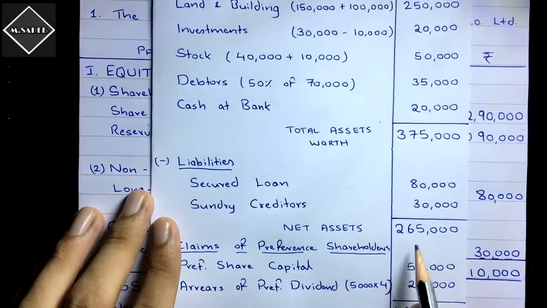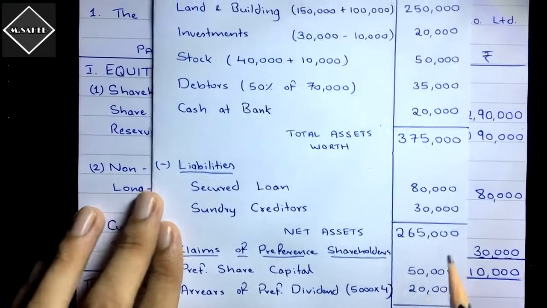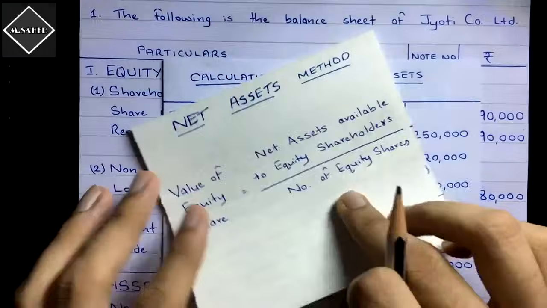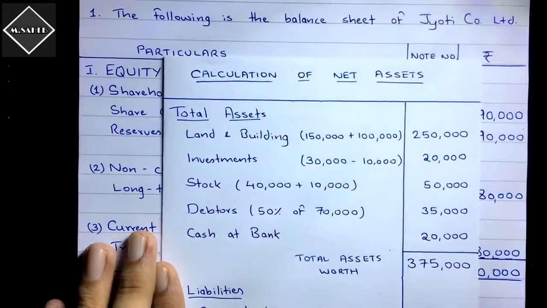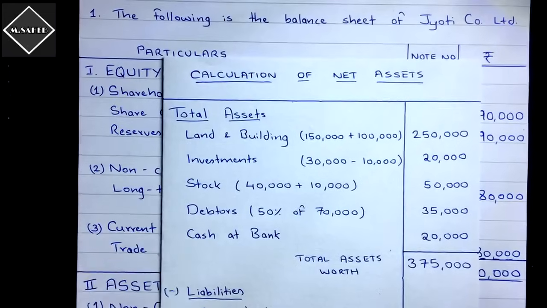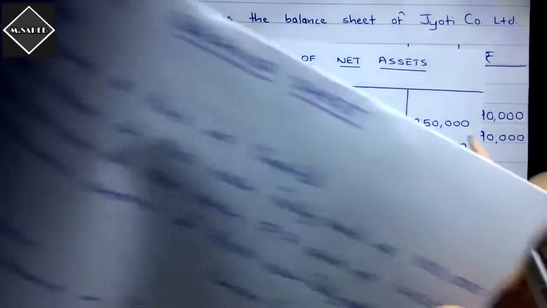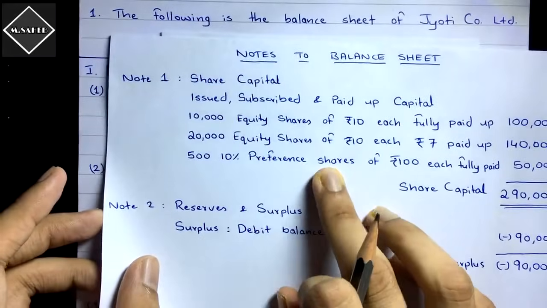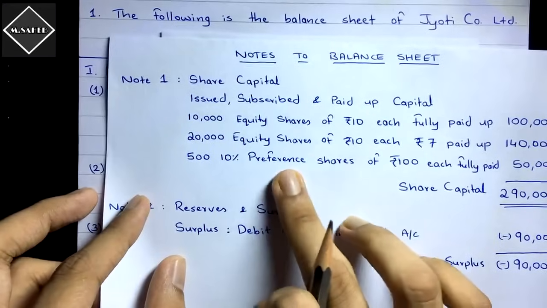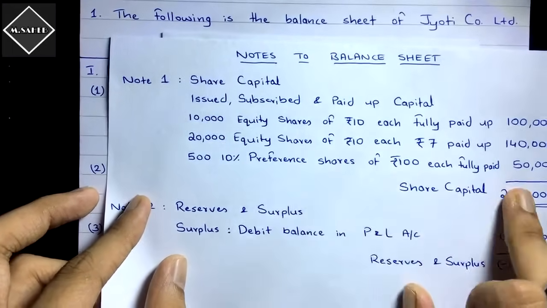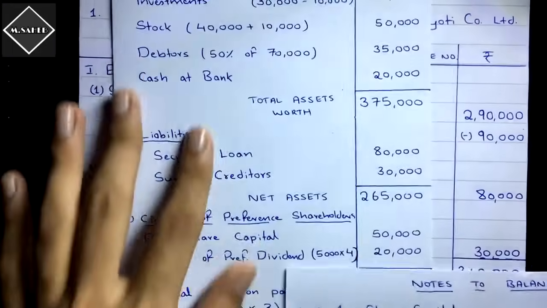The net assets are 2,65,000, but we need net assets available to equity shareholders, right? So we have to exclude the preference shareholders' claim. We have preference shares in the company, so we have to return their entire capital, that is 50,000. So return that, okay?